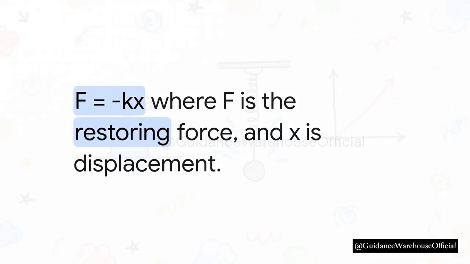Now that we get the gist of a restoring force, let's translate this into the famous formula that defines it, Hooke's Law. The simplest oscillations happen when this restoring force is directly proportional to the displacement. We write this out as F equals negative kx. So F is your restoring force, x is your displacement, basically how far you bent the object, and k, well, k is a special constant.